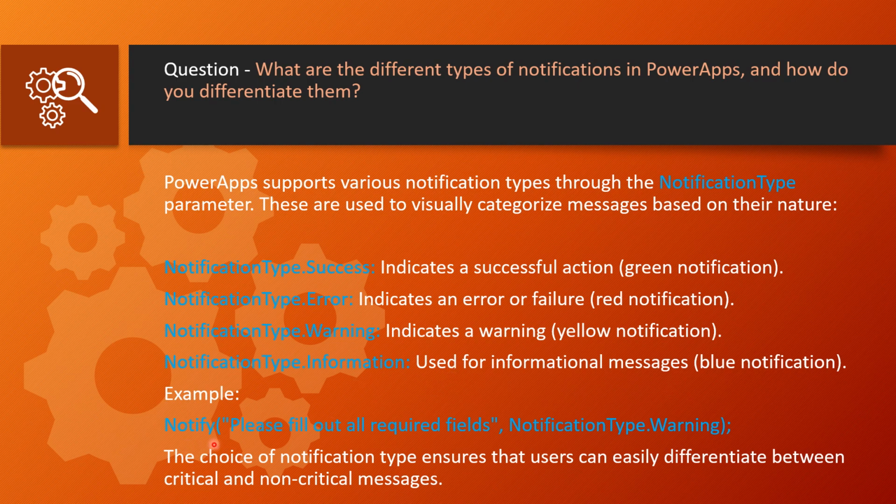Suppose you want to show some warning message, for that we have given the example. You need to call Notify, and in the double quotes you need to define the message whatever you want to show here: Please fill out all the required fields, and the notification type will be Warning. So this will come as a yellow notification. On the basis of the notification type, the color will be decided. The choice of notification type ensures that users can easily differentiate between critical and non-critical messages.